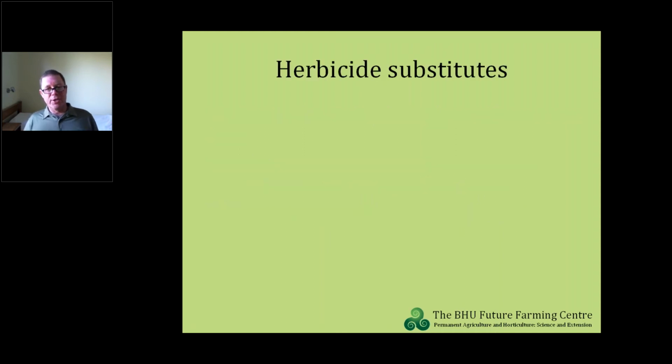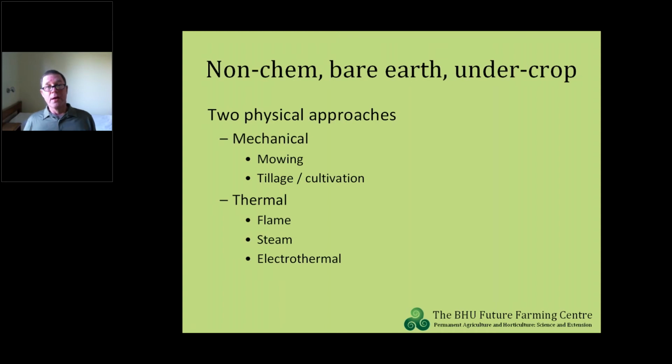Okay, herbicide substitutes. So this was the original kind of impetus for all of this work. The organic guys coming to me and saying, okay, how do we control undervine vegetation without using herbicides? So this is it. If you do want bare earth under your vines at some point and you don't want to use herbicides, there's two main approaches.